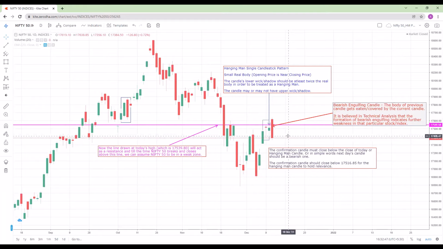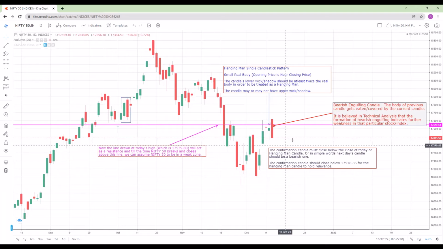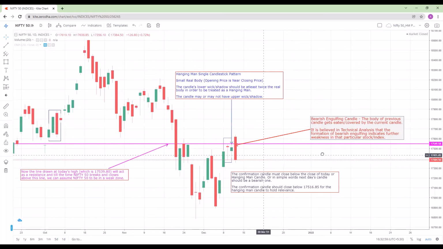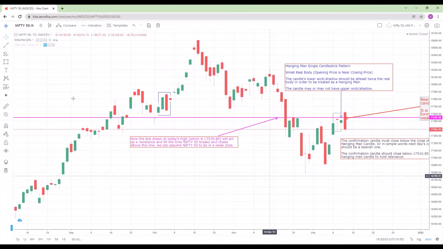Can we be sure? No, we cannot be sure. That we will come to know only tomorrow or maybe day after tomorrow. If trend reversal has to take place, it will be within a day or two. So we will come to know about that. So how are we saying that it could be a possible trap? If I have to give you an example, you can see here. This is another example of bearish engulfing candle.